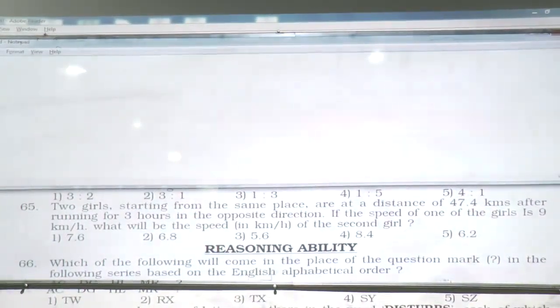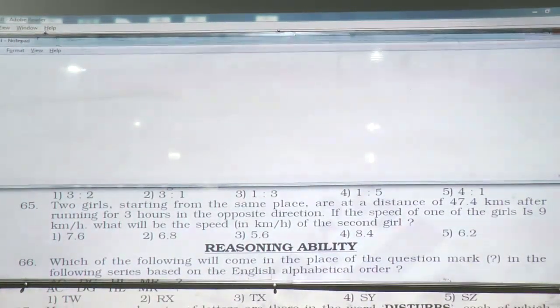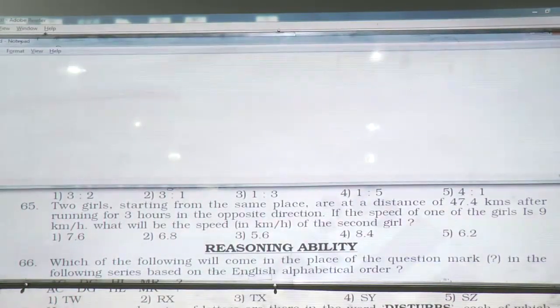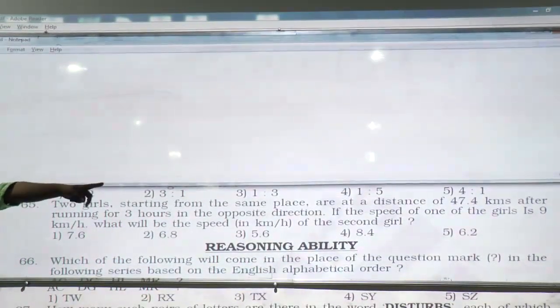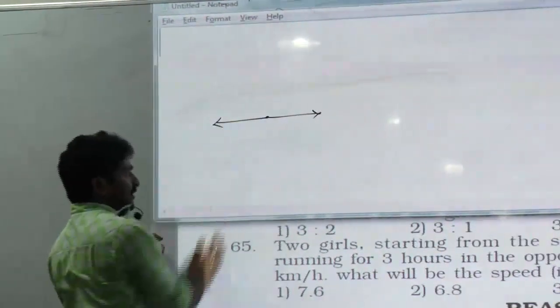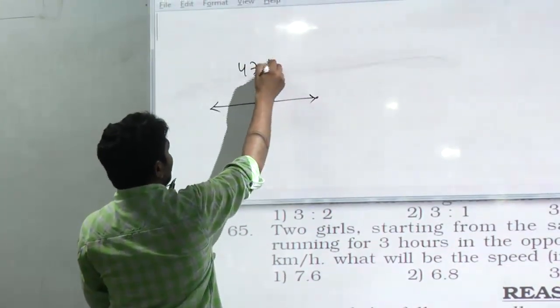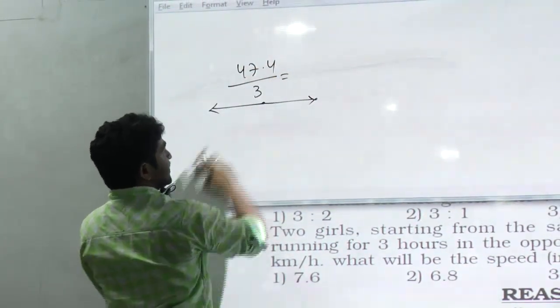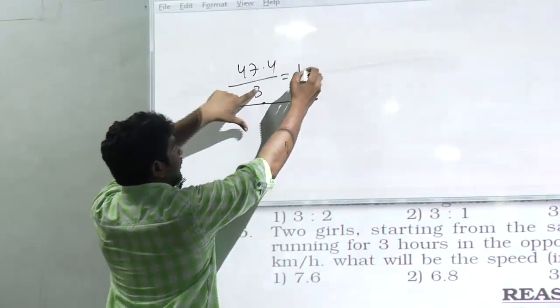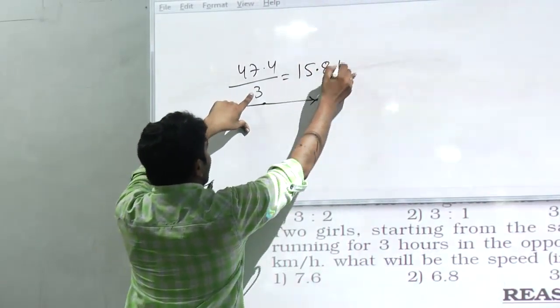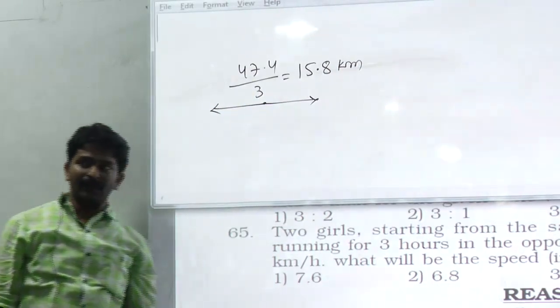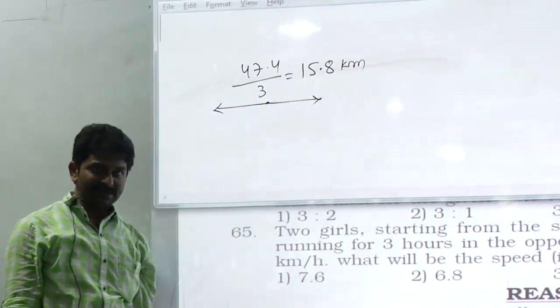Two girls starting from the same place are at a distance of 47.4 kilometers after running for 3 hours in opposite directions. After 3 hours, the distance between the two girls is 47.4 kilometers. As they are moving in opposite directions, the distance between the two girls after 1 hour is 47.4 by 3. How much is this? 15.8 kilometers. After 1 hour, there will be only 15.8 kilometers distance.